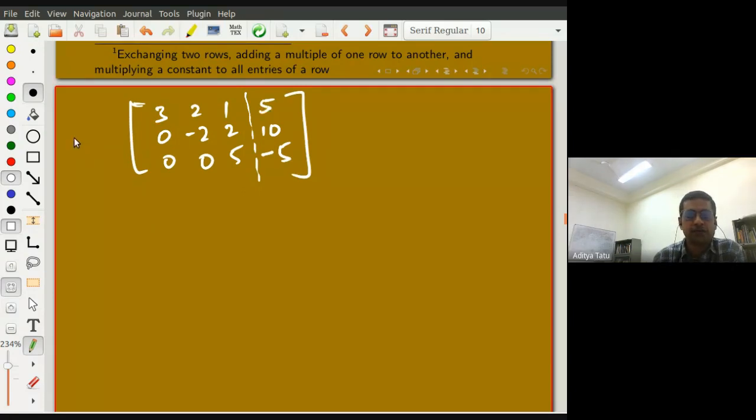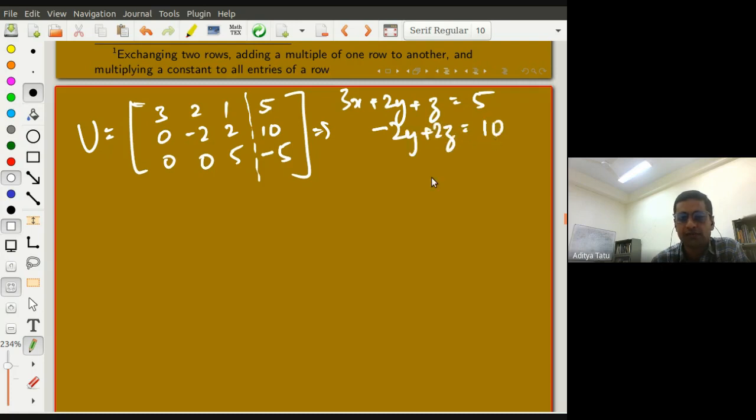Right, so this would be your upper triangular matrix U. If this is the upper triangular matrix, can you solve this system? This is nothing but 3x plus 2y plus z equals 5, minus 2y plus 2z equals 10, and 5z equals minus 5. What is the solution? You start with the equation which has the fewest number of variables, and by design that would be the equation corresponding to the last row. You may have other equations with the same number of variables as the last row, but it is guaranteed that there will be no other row which has fewer variables.